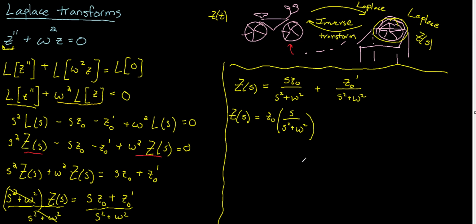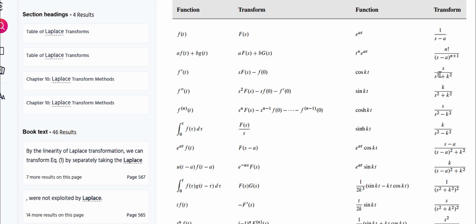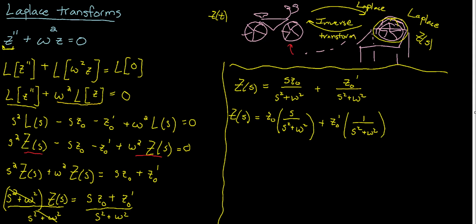Now, for the other term, that z naught prime, I could pull that out in front, and then I'm left with the fraction 1 over s squared plus omega squared. Going back to my table, I don't have that. I do have something for sine if I can get a k, or in my case an omega, up in that numerator. So to do that, I'm going to multiply by omega over omega. Let me make that clearer. Okay, now we're ready to roll.